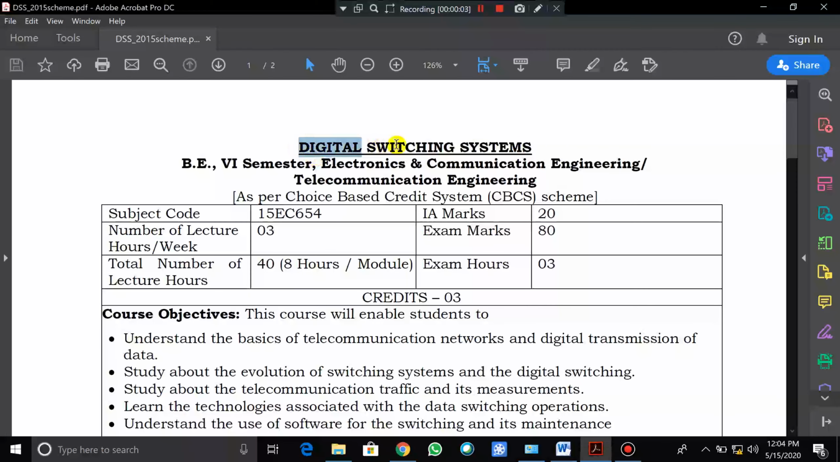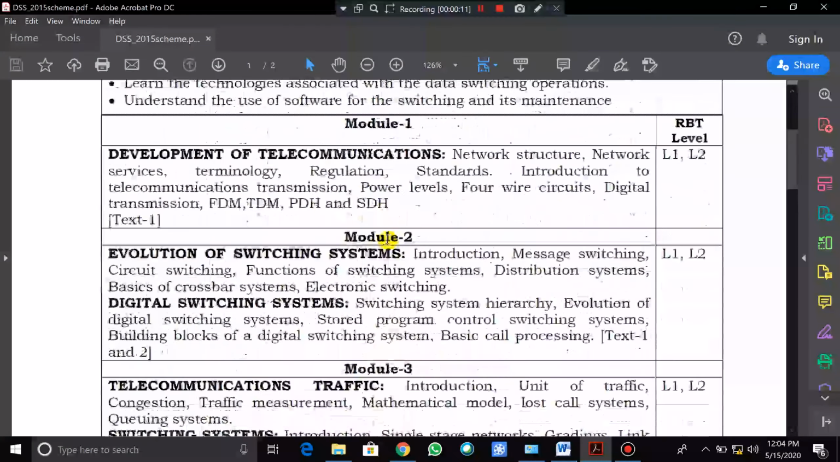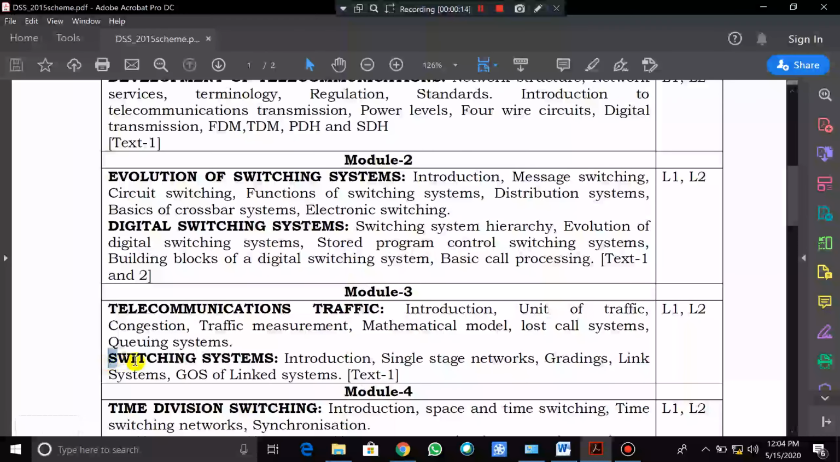Today let us discuss the digital switching system, which is common for the 15 scheme as well as the 17 scheme. Today we'll discuss switching systems, the introduction of switching systems and single stage networks.